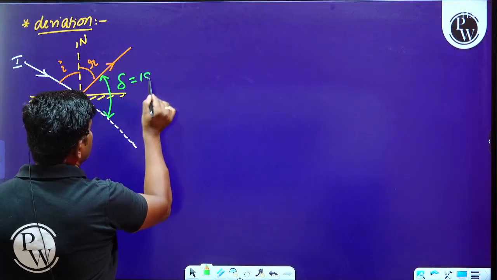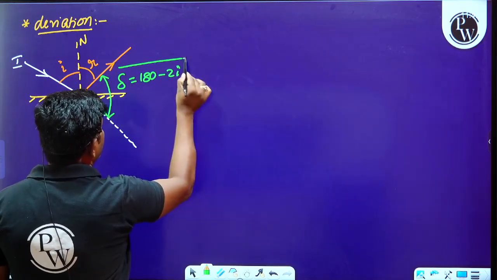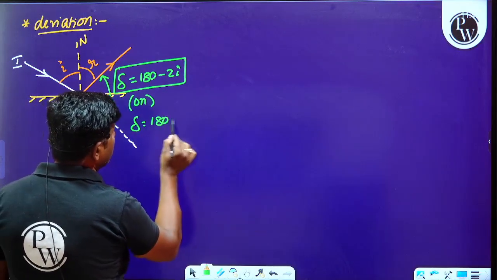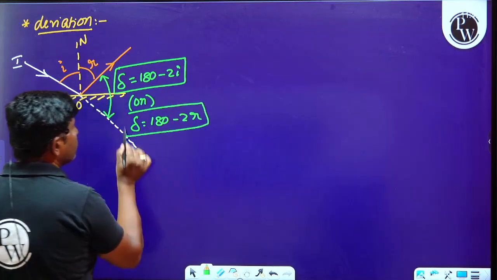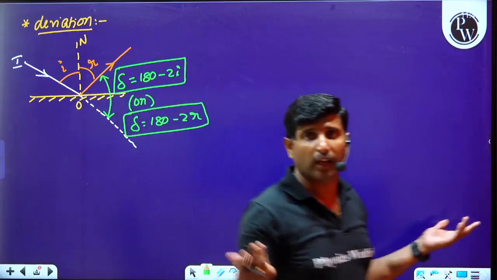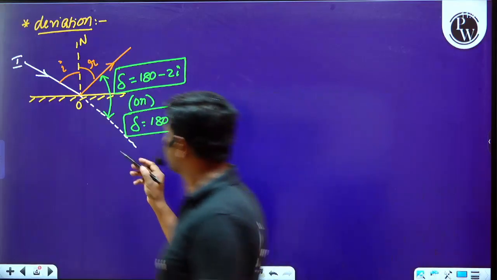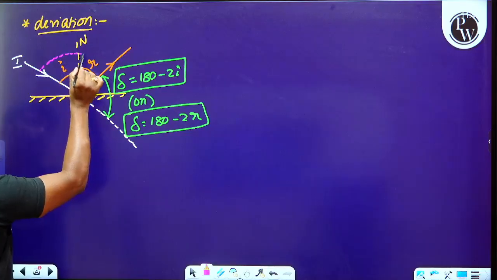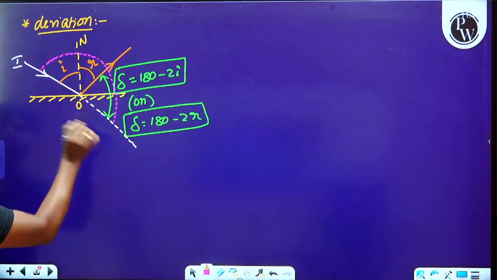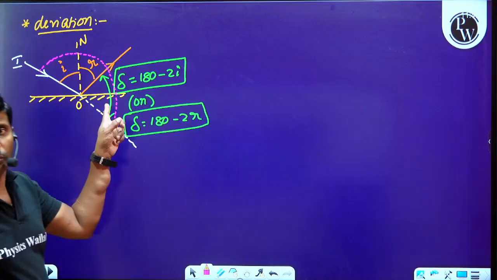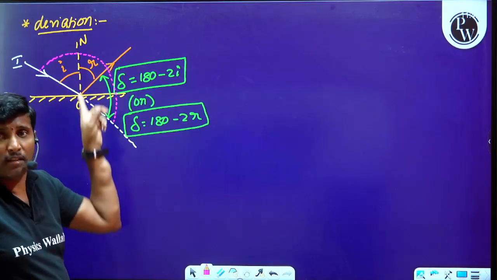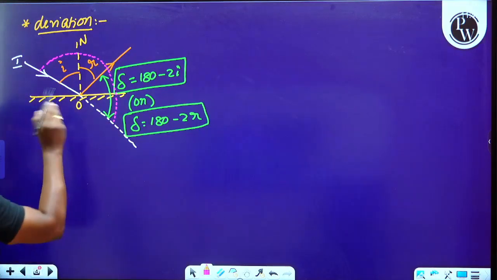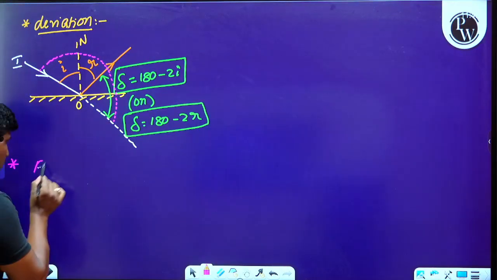Deviation is always equal to 180 minus 2i, or delta is equal to 180 minus 2r, because i is equal to r. Angle of incidence is equal to angle of reflection. Therefore, we can write the deviation is equal to 180 minus 2i. So how can we get it? Observe the diagram carefully. This total angle is 180, so deviation is equal to 180 minus i minus r. Since i equals r, it is 180 minus 2i, or 180 minus 2r. That is about the deviation.